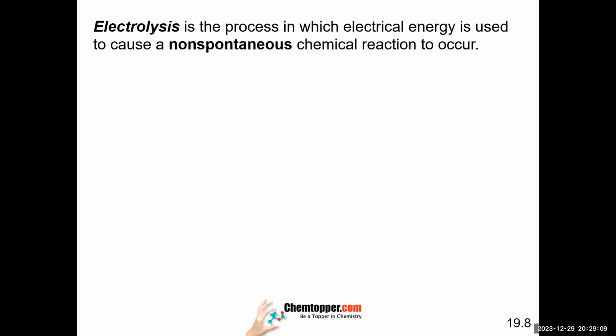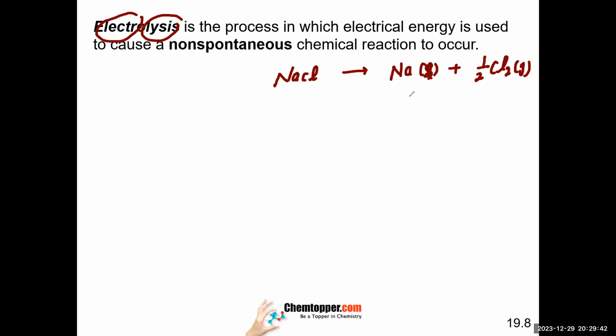So what is an electrolytic cell? What is electrolysis? Electro means electricity. Lysis means breaking down. Like NaCl, a very stable compound, very, very stable. You know, it is there in the seawater, plenty of it. You want to break it down, decomposition, to give you these gases and this solid.